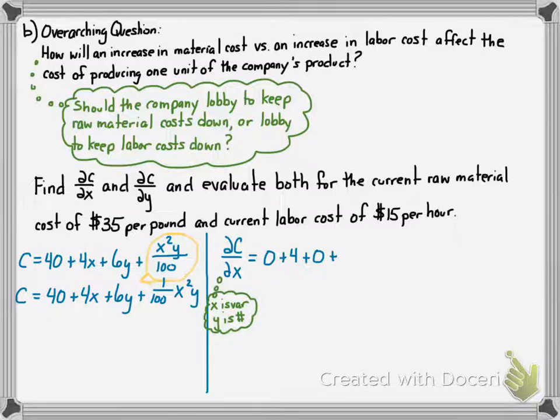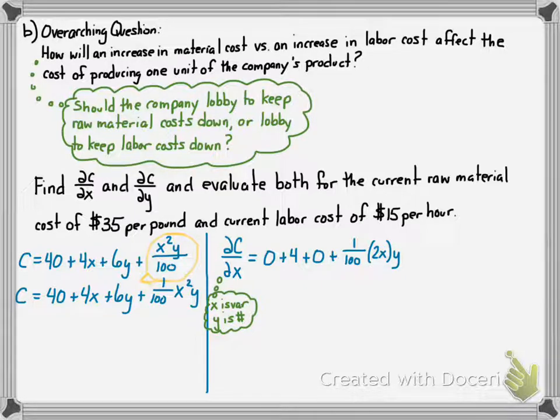And for my last term, the 1 over 100 is a number, and the y is a number, and there's an x squared in the middle. So whenever I have a mixed term, I carry along the numbers, and I take the derivative of the part, in this case, that has the x, the variable involved. So in this case, I'm taking the derivative of the x squared. So I have 1 over 100. The derivative of x squared is 2x. And then I carry along the y.